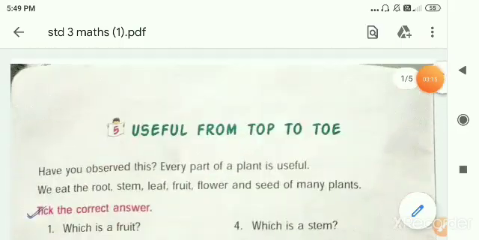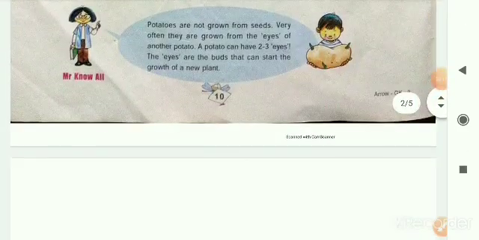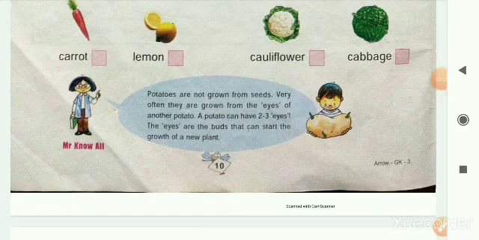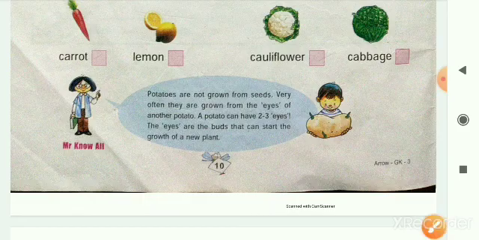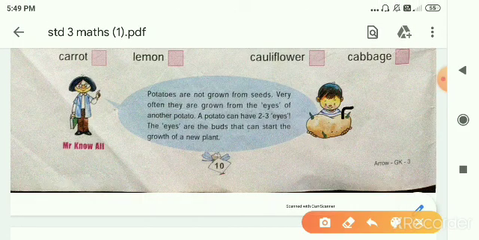So here our lesson number 5 is over. Mr. Know All: potatoes are not grown from seeds. You know, very often they are grown from the eyes of another potato. You can see here, a potato can have 2-3 eyes. The eyes are the buds that can start the growth of a new plant.